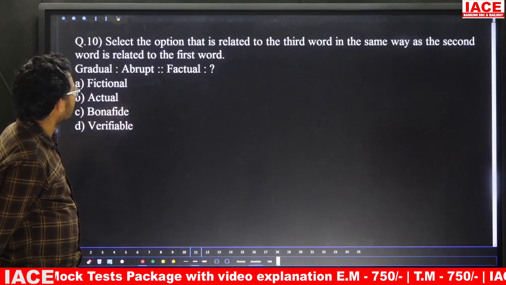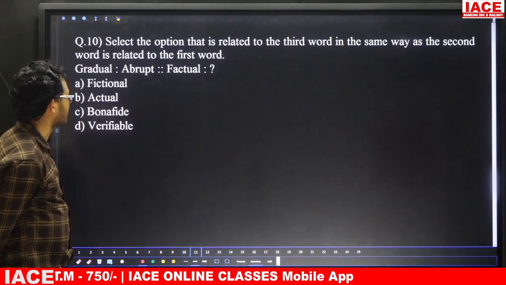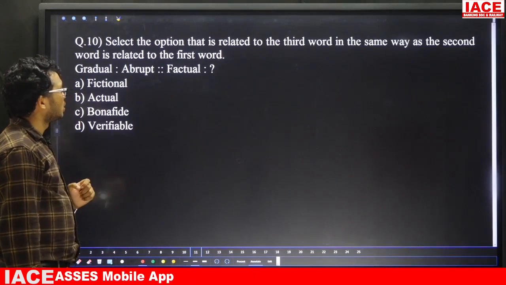Question number 10. Select the option that is related to the third word in the same way the second word is related to the first word. Gradual is related to abrupt.